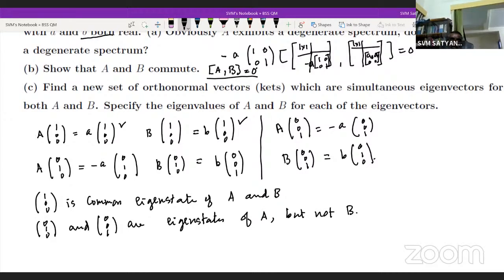Now the question is, find a new set of orthonormal vectors which are simultaneous eigenstates of both A and B. How do we find them? Any idea?